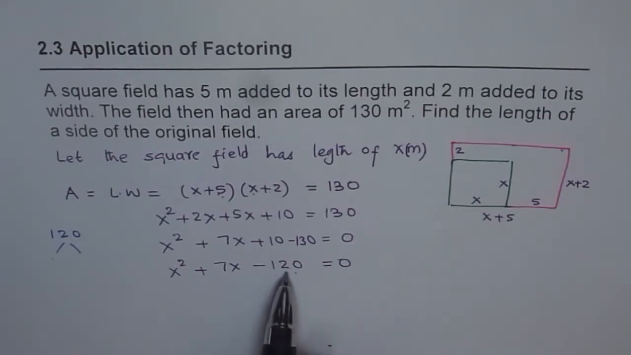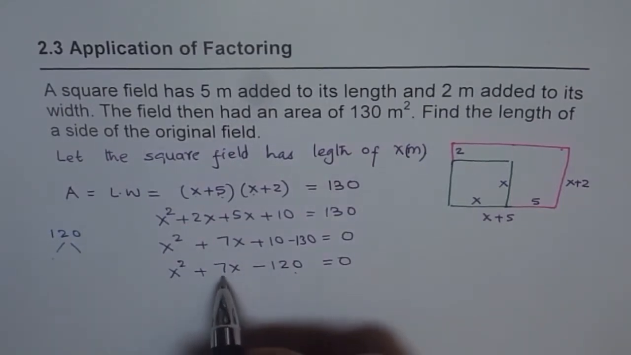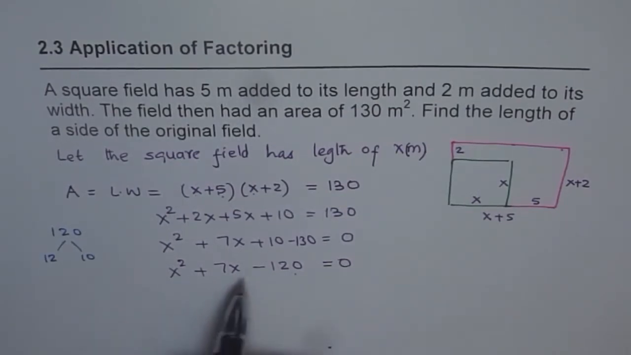So maybe 12 times 10? No, that doesn't work. So 12 times 10 gives you 120, but does not give you the answer. So we'll write one factor as 12 times 10. Now that does give you 120, but really does not give you the answer.